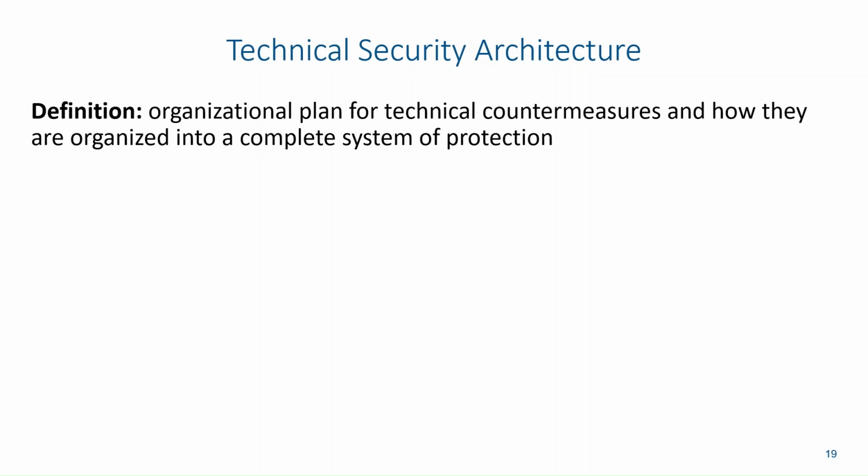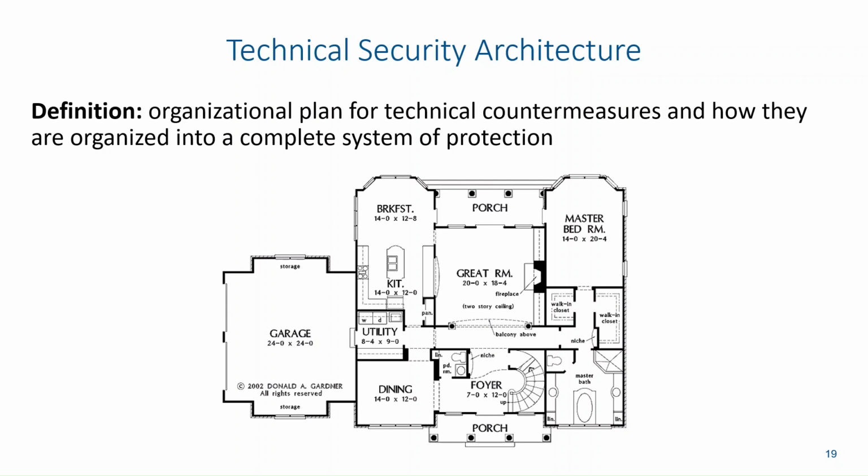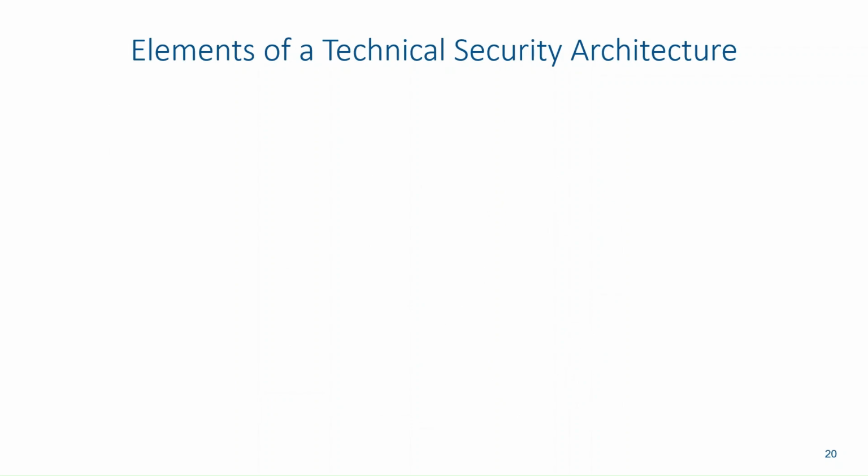As part of the planning process, you'll need to consider what your technical security architecture is going to look like. So, what is the technical security architecture? It is an organizational plan for technical countermeasures and how they are organized into a complete system of protection. Think of it as your blueprint, but for your security side of things. So, what elements exist as part of this technical security architecture?